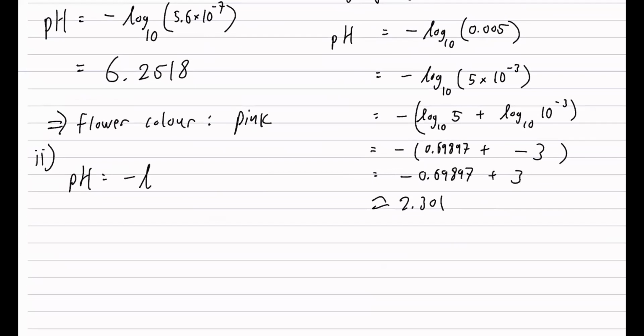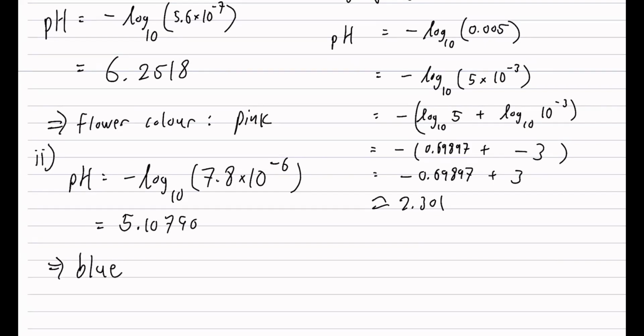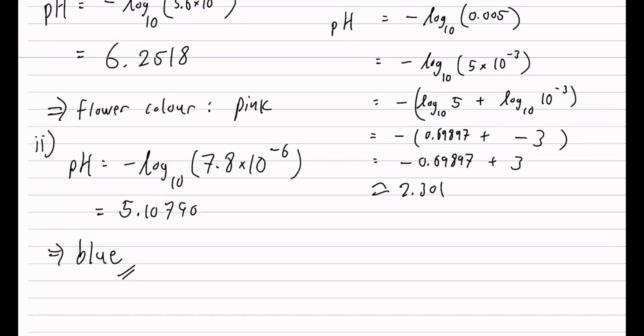Maybe this one I just write down the working. On our calculator, log means log base 10. Because it's 5.1 something, which is more than 5 but less than 5.5, that means your flower will be blue color. Okay, according to the question. Moving on. Let's see, question 3.